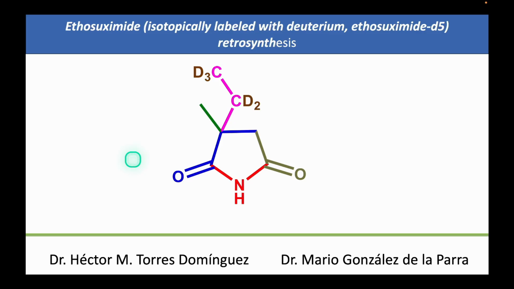In this video, we present the retrosynthesis of pentadeuterated ethosuximide, a deuterated drug that can be useful in researching the pharmacology and metabolism of this antiepileptic drug, as well as a reference standard for bioanalytical methods.